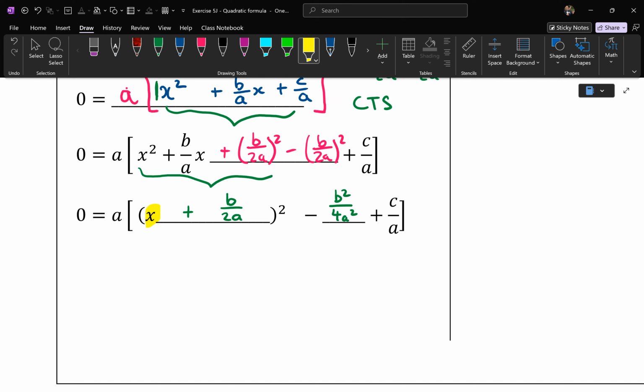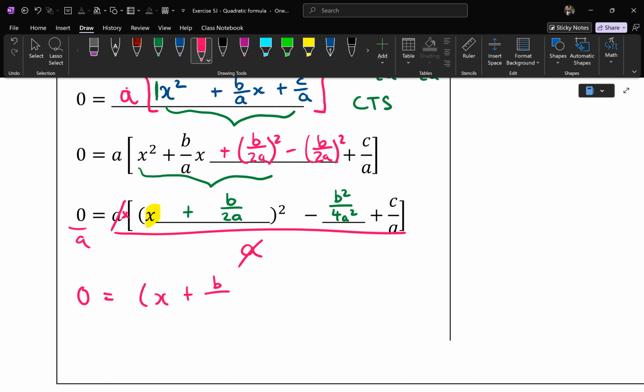We just undo everything. That right there, that's a times all of this. So instead of times a, I can get rid of times a by dividing. Divide both sides by a. The a's cancel out. 0 divided by a gives me 0. I get this nice quadratic equation here.